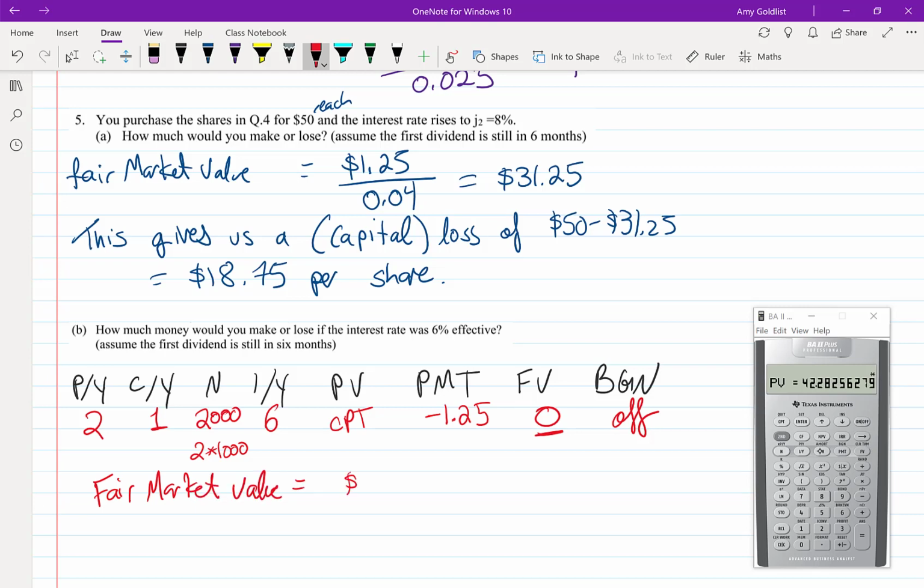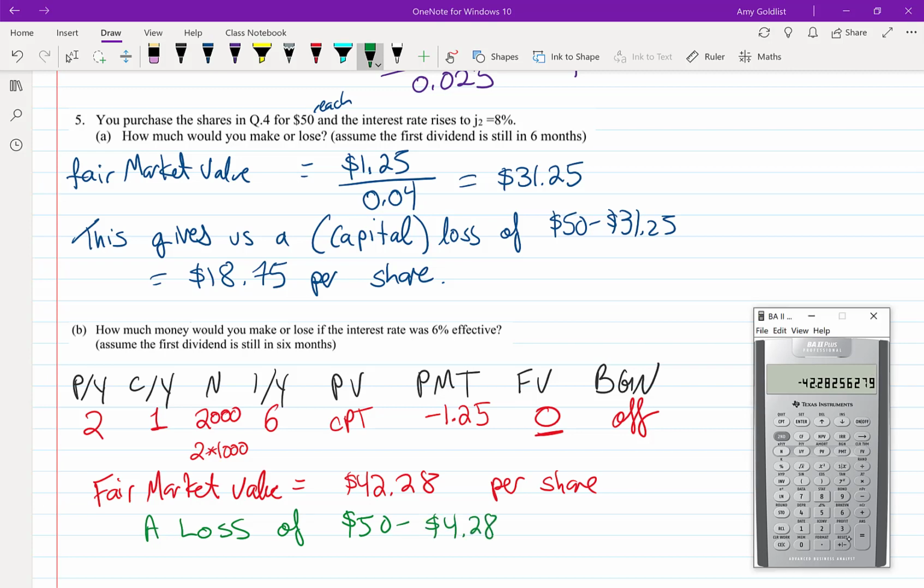of $42.28 per share, which is still a loss because I bought them for $50. So I'm taking a loss, and that's going to end up being, well, let's make this negative and add 50. $7.72 per share is our loss.